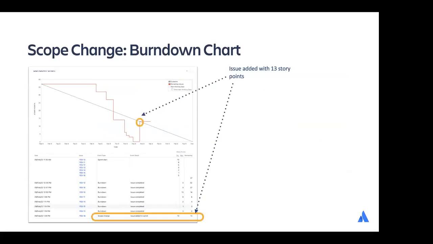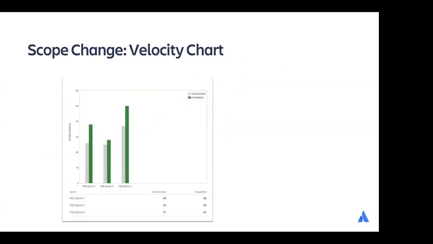So you can see sort of the dips in here. You could see that we were doing great. Things were burning down with the red line, but then there was a scope change in that circled area when an issue was added to the sprint, right?